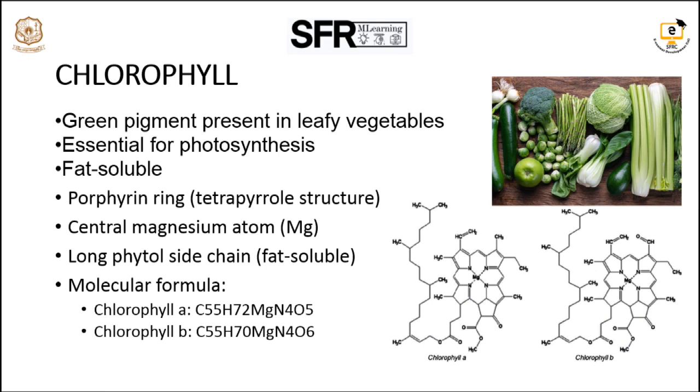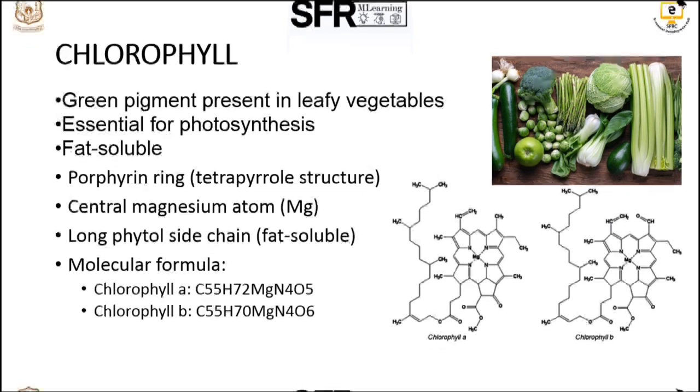Chlorophyll is also classified into chlorophyll A and chlorophyll B. The molecular formula for chlorophyll A is C55H72MgN4O5. In chlorophyll B, the molecular formula is C55H70MgN4O6. So this is the only difference between the chlorophyll A and B pigments.